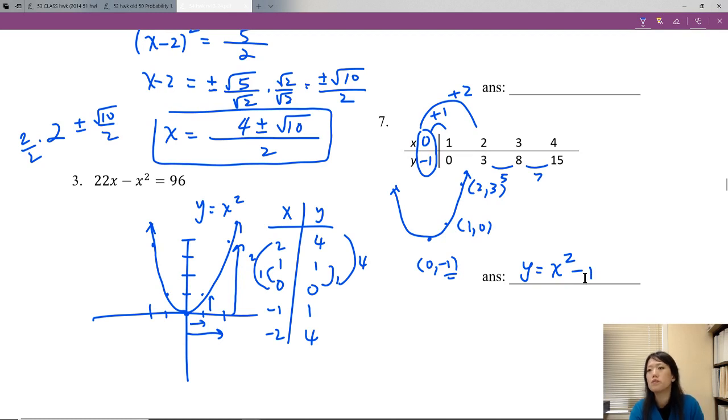Then check your answer. Check your answer. Okay, check your answer then. When you sub 0 in, you'll get negative 1. When you sub 1 in, you get 0. Sub 2 in, you get 3. Sub 3 in, you get 8. Okay, so that pattern works.